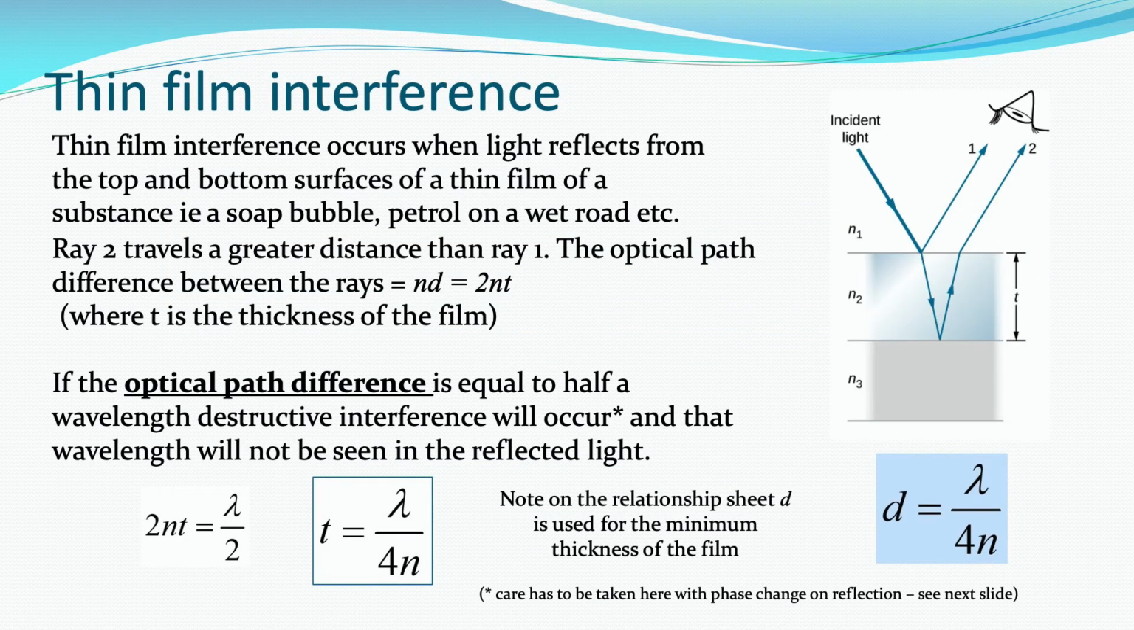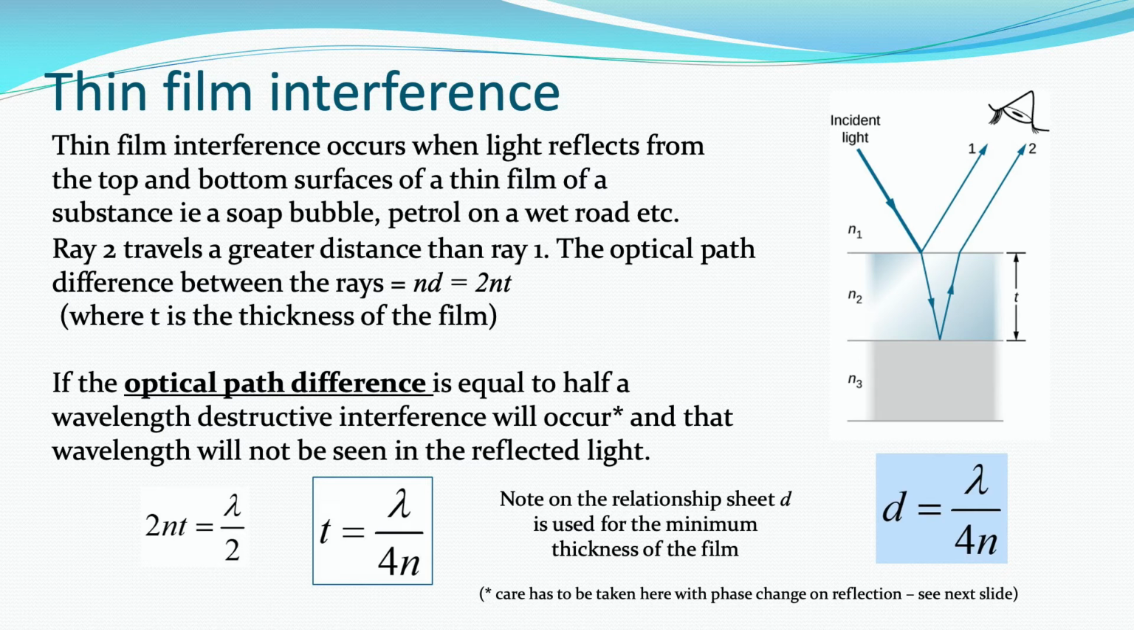Now, thin film interference occurs when light reflects from the top and bottom surfaces of a thin film of a substance, for example a soap bubble or petrol or oil on a road, and it's because one of the rays reflects from the top surface and the second ray travels a further distance.